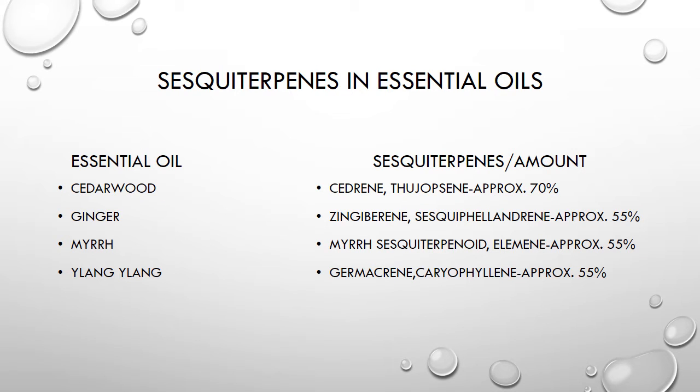And these are some of the specific sesquiterpenes that are found in essential oils. The essential oils that are on this slide are cedarwood, ginger, myrrh, and ylang ylang. And in the next column are the sesquiterpenes and the amount that they're found in the essential oil. I could go and actually try to pronounce these, but I probably would butcher them. So I'll just leave it up on the screen so that you can see how much these sesquiterpenes are found in the different essential oils that are on this slide.